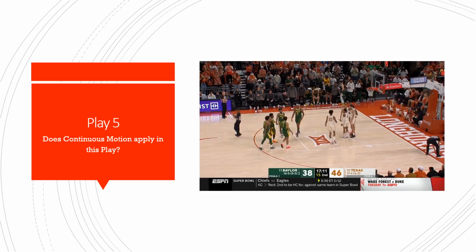He is hit or held, and this prevents him from being able to release the basketball. But since he is attempting a try and has started a motion to attempt the try, he is judged as being in the act of shooting. This is the correct call by our official, and continuous motion does apply in this play. Let's look at the next play.